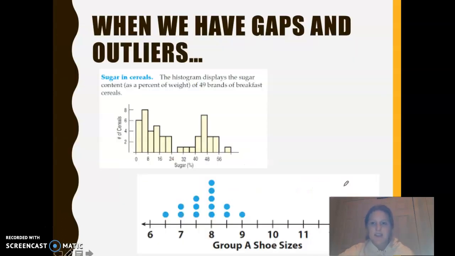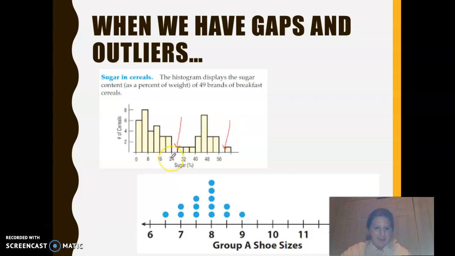Like I said, when we have special features like gaps and outliers, we want to analyze them. We want to ask ourselves what's going on and what is causing this. Here's a histogram about sugars in cereals. On the y-axis we have the number of cereals, and on the x-axis, the sugar percentage. The majority of our data is clustered around 0 to 24, with some high bars. 0 to 24% sugar is where the majority of the data falls. Then it gets lower, but in here we have a gap, and in here we have a gap.